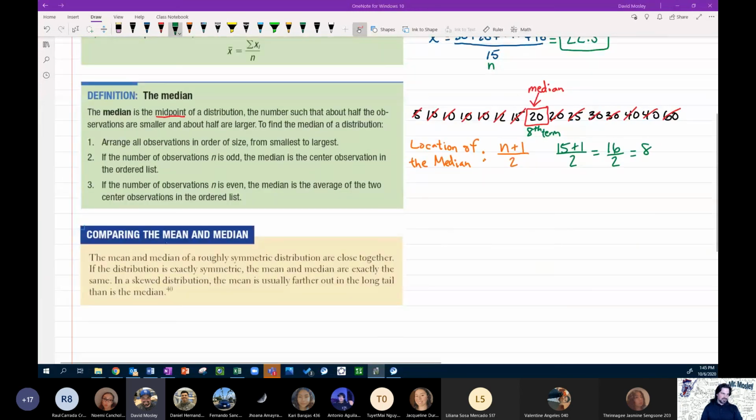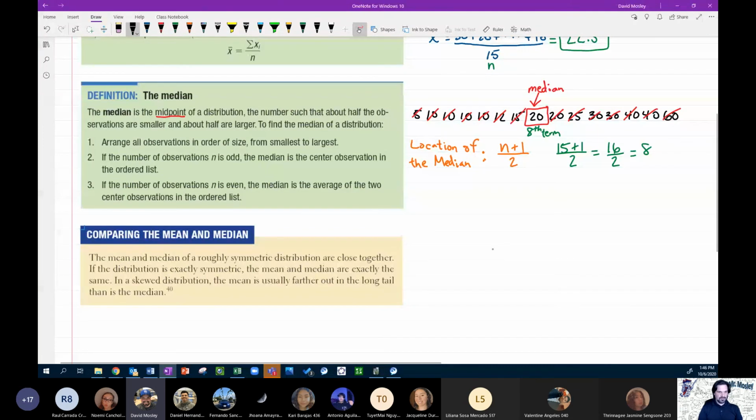When you're comparing the mean and the median, the mean and median of a roughly symmetric distribution are close together. If the distribution is exactly symmetric, the mean and median are exactly the same. In a skewed distribution, the mean is usually farther out in the long tail than is the median. So let's draw some pictures to make sense of this.